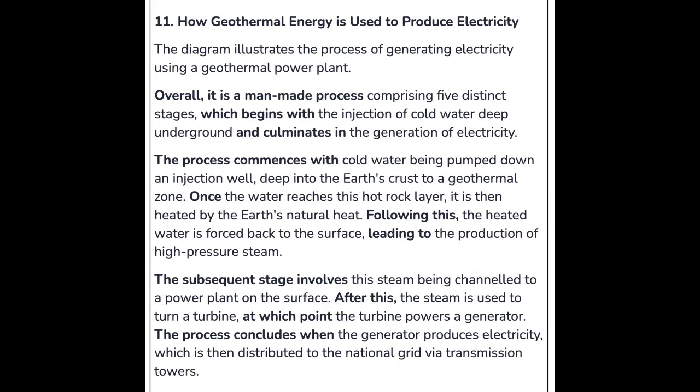How geothermal energy is used to produce electricity. The diagram illustrates the process of generating electricity using a geothermal power plant. Overall, it is a man-made process comprising 5 distinct stages, which begins with the injection of cold water deep underground and culminates in the generation of electricity.